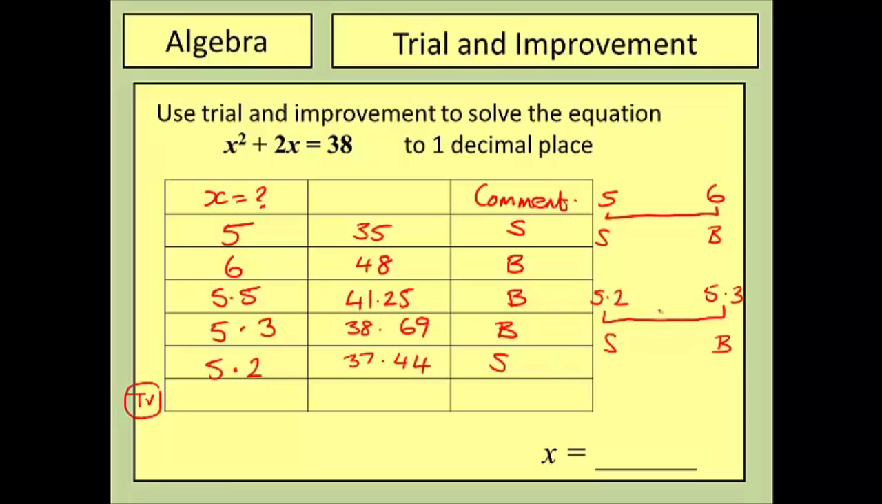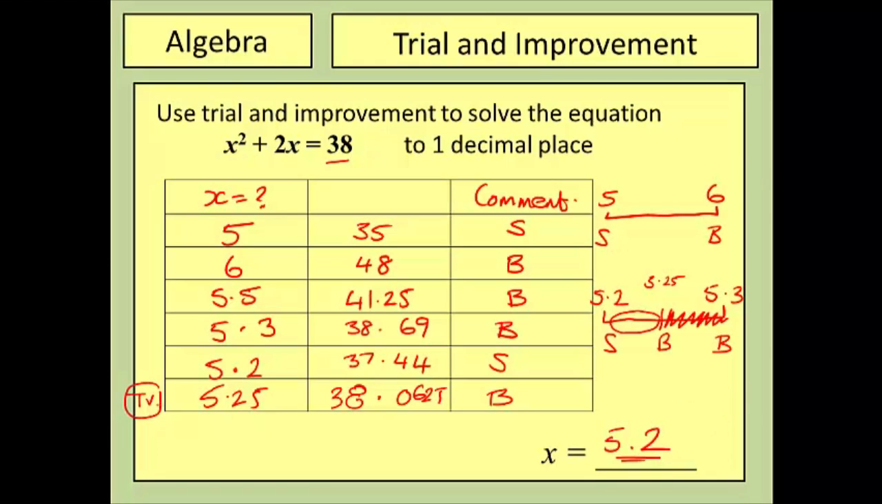The test value sits halfway in between these two at 5.25. So when I try 5.25, I actually get the value 38.0625. Now comparing this against what I want, 38, I can see that that is too big. Going back over to my number line, I tried 5.25 and that was too big. So logically, my next guess is going to have to be smaller, which means it's not going to be in this region here. It's going to be in this region. And anything in this region, if I round it to one decimal place, rounds to 5.2. So my answer correct to one decimal place is 5.2.